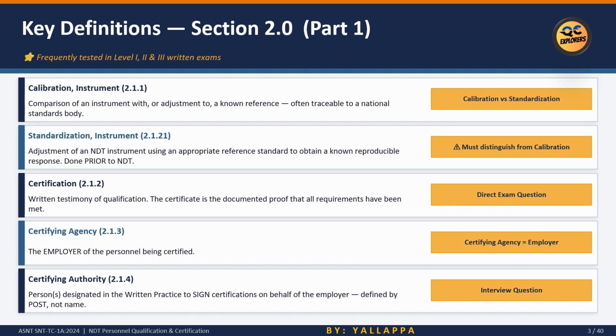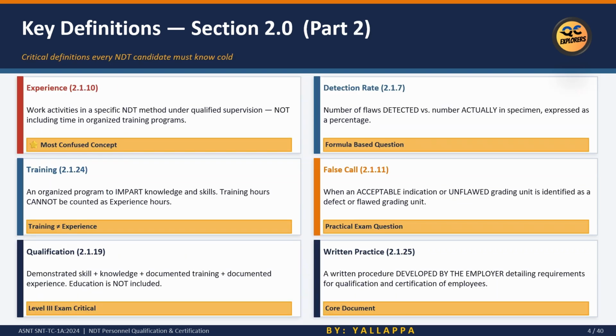Next, certification. Certification is written testimony that the individual has satisfied qualification requirements. Now another direct exam question. Who is the certifying agency? Answer: the employer. And what is certifying authority? It is the person or position designated in the written practice to sign certifications on behalf of the employer. Notice carefully, it is defined by position, not by person name. This is another commonly confused interview concept. Now let us continue with more critical definitions.